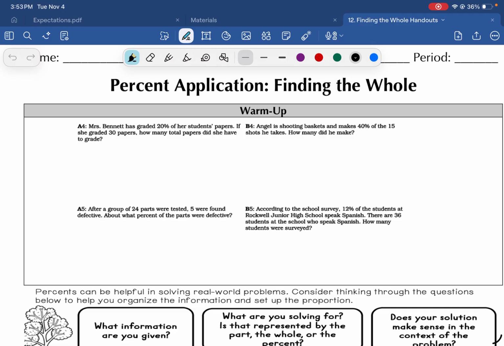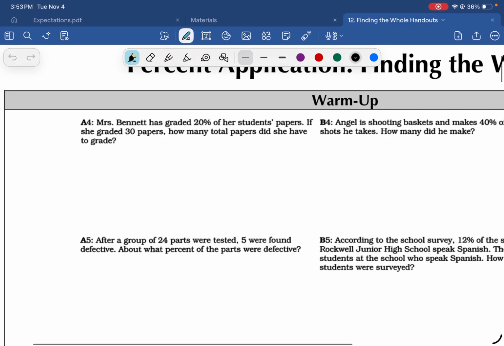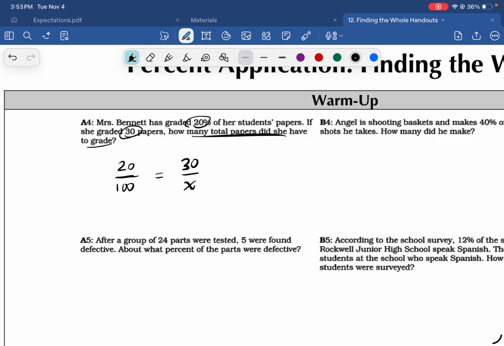To begin, for the warm-up, for letter A4, it says Mrs. Bennett has graded 20% of her students' papers. If she graded 30 papers, how many total papers did she have to grade? All right, if we're circling our numbers and underlining our questions, set up our proportion with our two fractions. The first one's going to be 20 over 100 since that's the completed one. And so we know that she's graded 30, but we don't know the total, because this is how many total. So the 30 is the part, and then the total is x, okay?